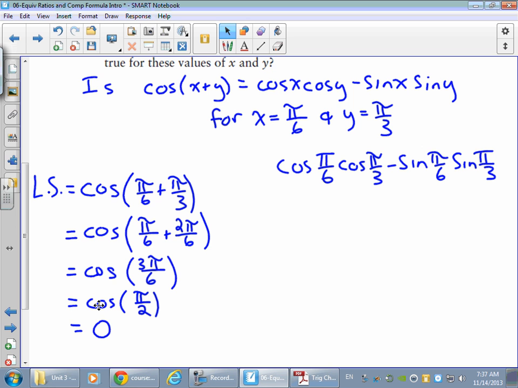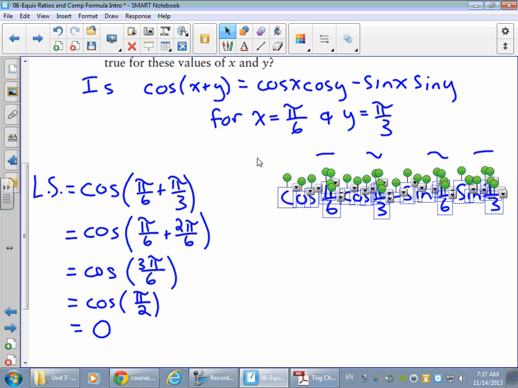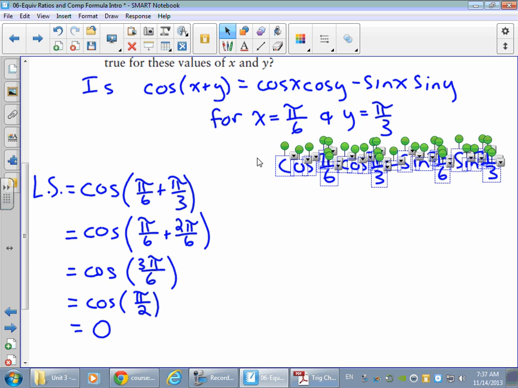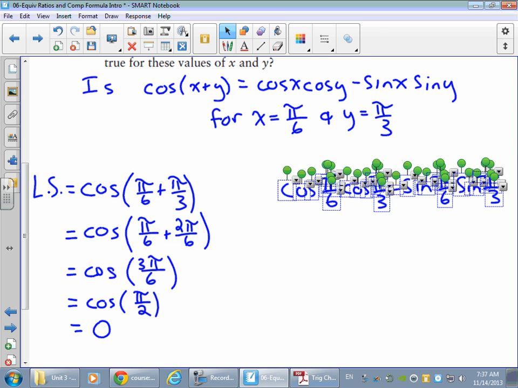Okay, so continuing on then, I'll work the right side the same way. Oops, didn't mean to do that. Just move it down a little bit.